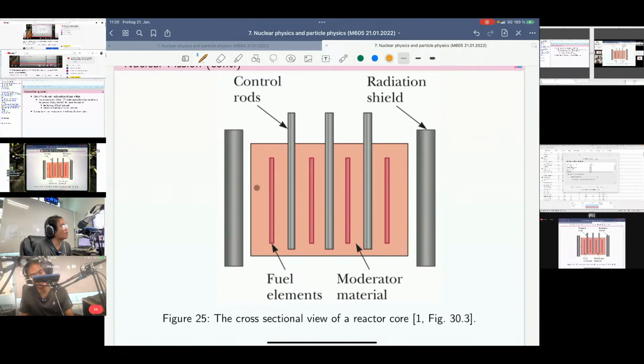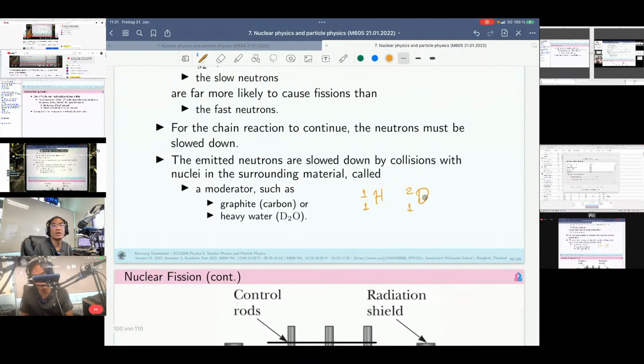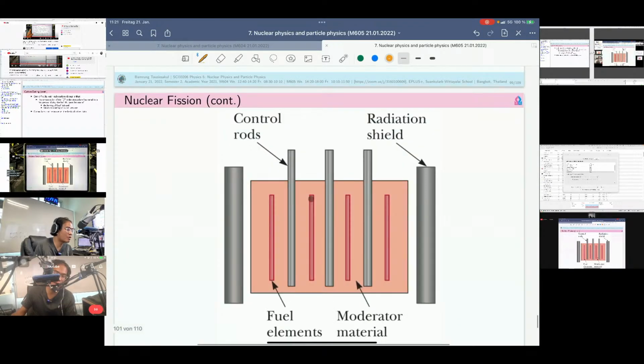We have fuel elements, the bars of uranium-235. And we have moderator material in terms of graphite or heavy water. As I told you, heavy water is made of deuteron together with oxygen. We get D2O, which is a kind of water, but it's not water for drinking. It is water to cool down the whole process in a nuclear power plant.